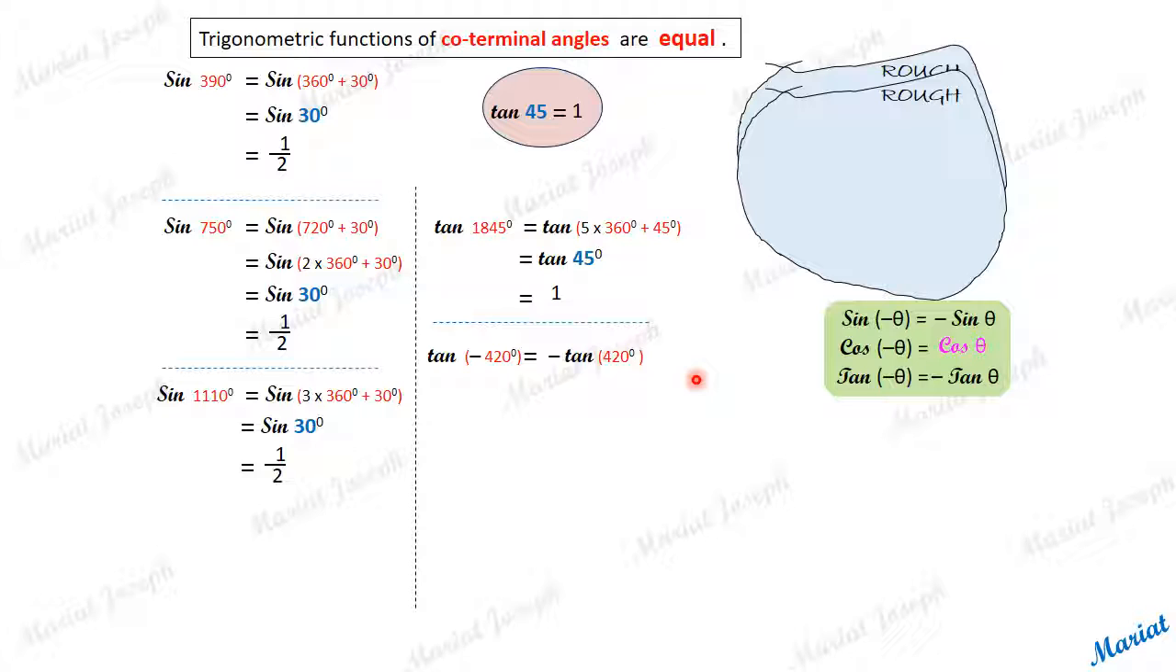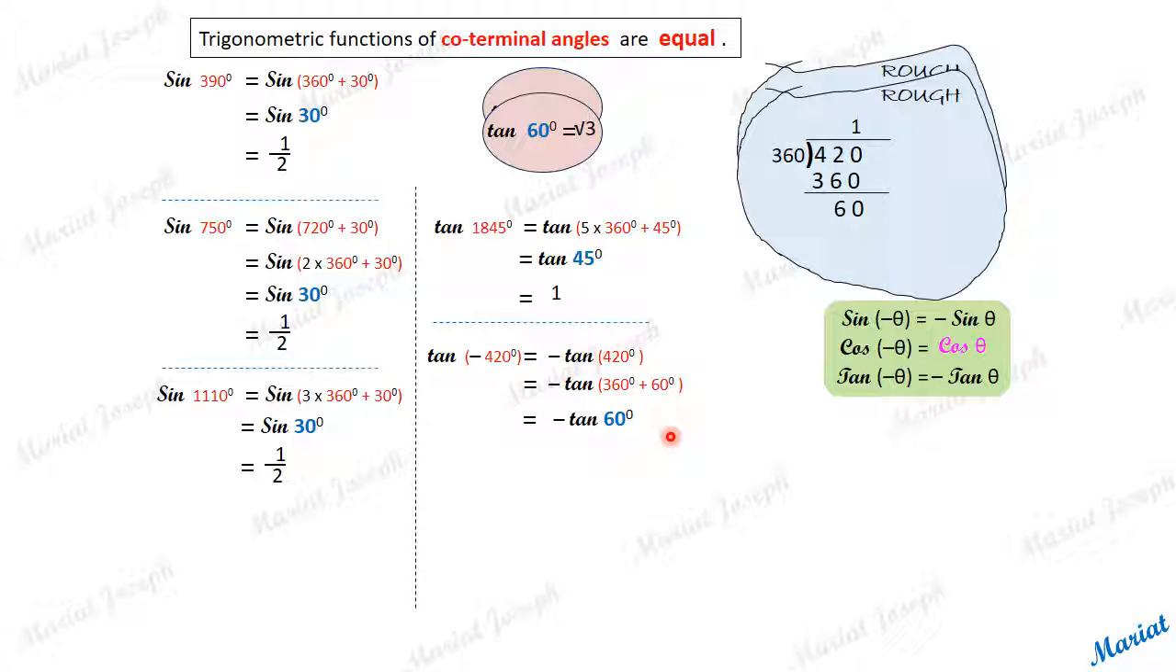How to write it in terms of rotations? In 420, there is 360 only once. Subtract. We have the balance 60. So retain this minus and write 420 as 360 plus 60. So 420 is coterminal with 60 degrees. So tan of 360 plus 60 is tan 60 degrees itself, and this minus is retained there. Tan 60 degrees value is root 3. So here we get the answer minus root 3.